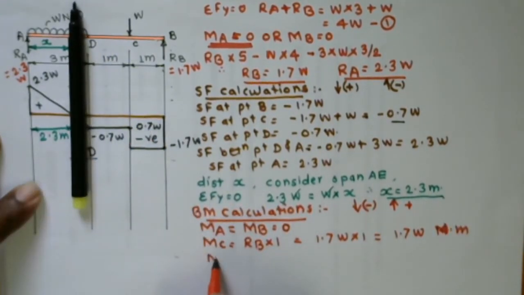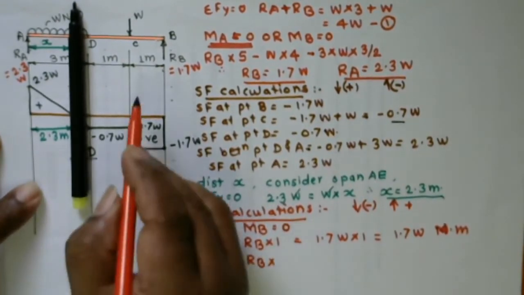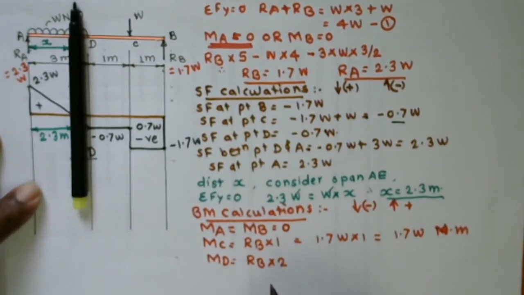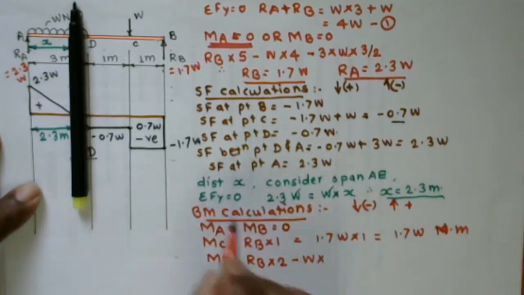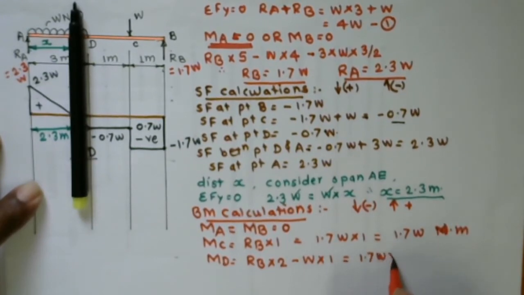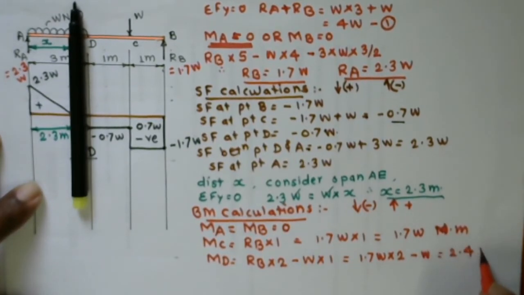Now move to point D. Bending moment at point D is equal to, consider first force RB, its distance up to the point D which is 2 meter, minus point load W is acting, which distance up to the point is 1. So this becomes 1.7 W into 2 minus W is equal to 2.4 W, bending moment at point D, Newton meter.